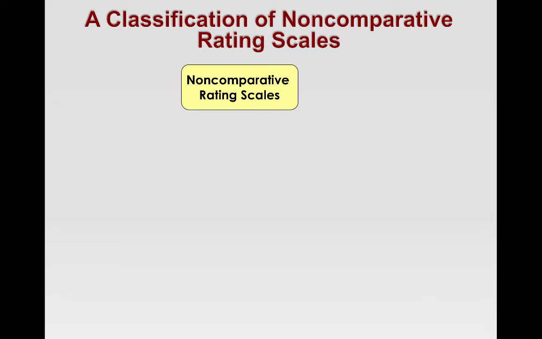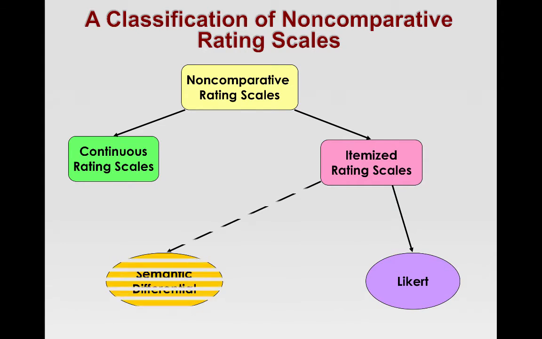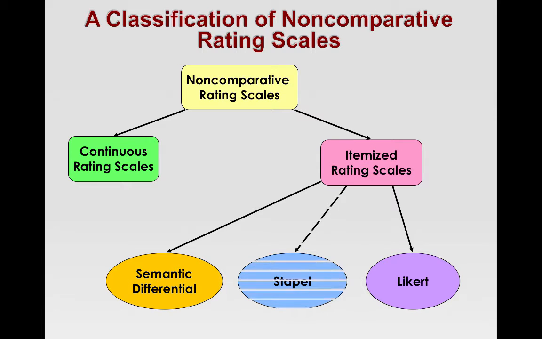In non-comparative scaling, each object is scaled independently of the other objects in the stimulus set. Non-comparative scaling can be either continuous or itemized. The itemized rating scales are further classified as Likert, semantic differential, or Stapel scales. The data from these three types of scales typically are treated as interval scales. These scales possess the characteristics of description, order, and distance as discussed in Chapter 9.